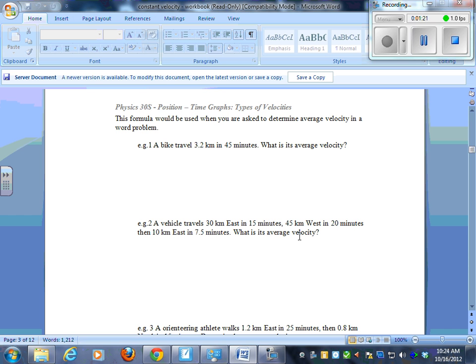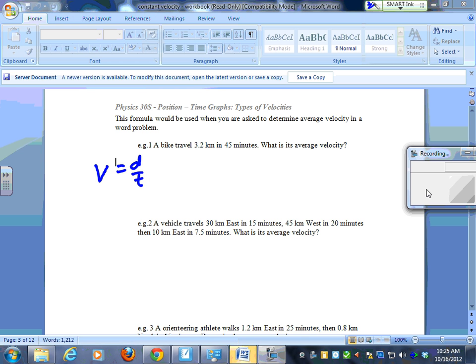What is its average velocity? Pretty easy to do. All right, so v bar equals d over t. So we're simply going to go 3.2. Now 45 minutes. I've got kilometers and I've got minutes. What should I probably do here? Probably convert to hours. Now, can you just convert 45 minutes to hours in your head? Yes. We all know it's 3/4 of an hour, which as a decimal is 0.75.